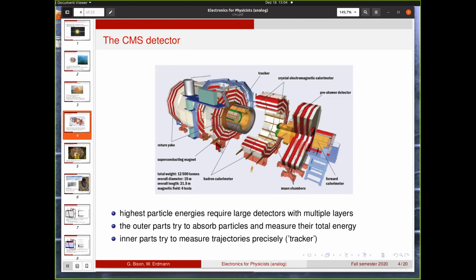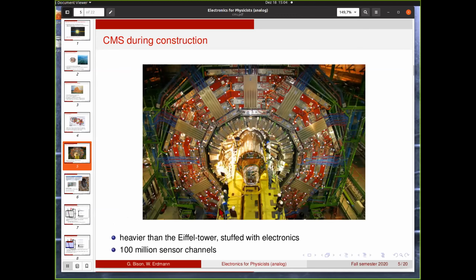The whole thing is relatively big in the end. So this shows a photograph with some people for comparison. This is the CMS detector during the construction. The whole thing is heavier than the Eiffel Tower, but it's just stuffed with electronics. So the whole detector has about 100 million sensor channels that try to find each and every particle that is produced in these collisions and record the data that is left behind in these detectors. The innermost part, which in this picture you see being inserted into the detector, is the tracker.